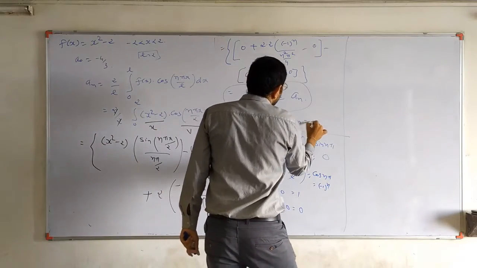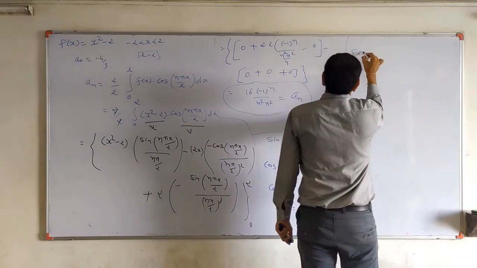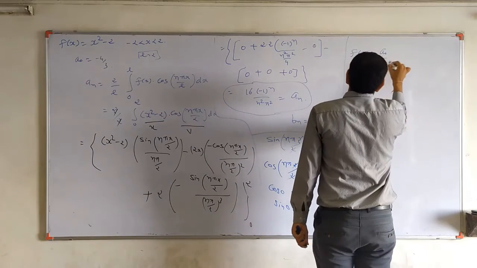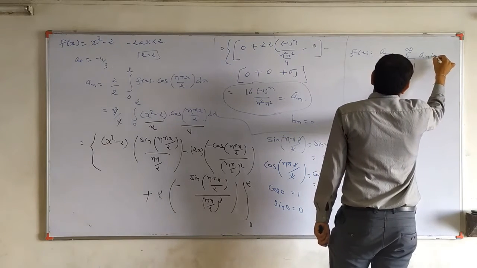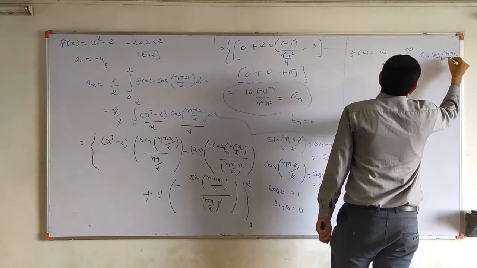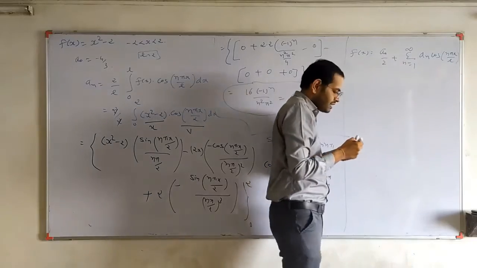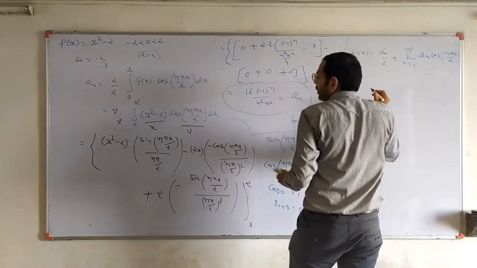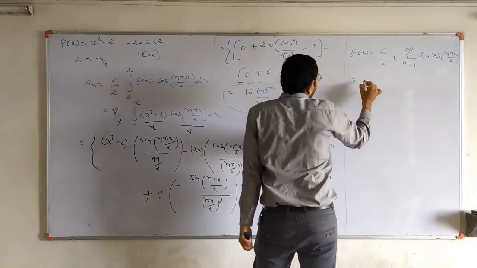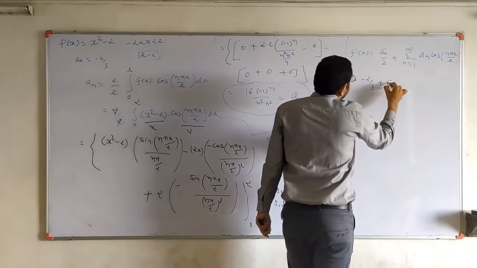Here Bn equal to 0 because the function is given. Then f of x equal to a0 by 2 plus summation n equal to 1 to infinity an cos n pi x by n. Substitute the values of n. Then n equal to 2. Here a0 equal to minus 4 by 3. Then we get minus 2 by 3.